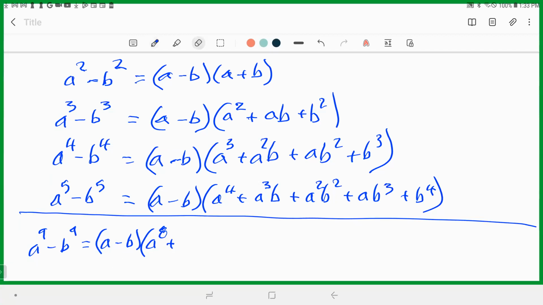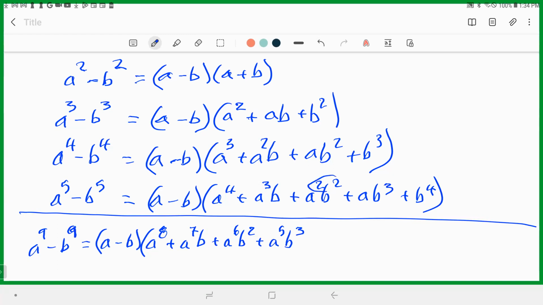I'm going to show you a little change on this just now, right? But all the values there are pluses, and the power of the a is reducing, so it goes to a to the 7th power, and the b starts. Then we continue, plus a to the 6th power, and the b increases to squared, plus a to the 5th power, and the b increases to cubed. What you find is happening, the powers are always adding up to 8.